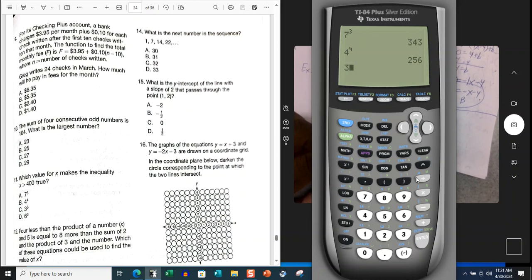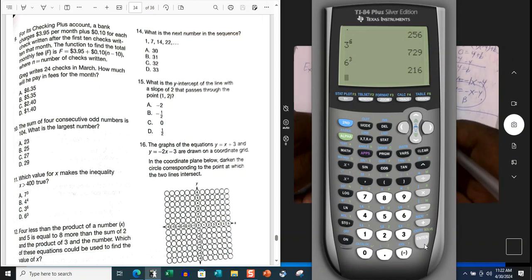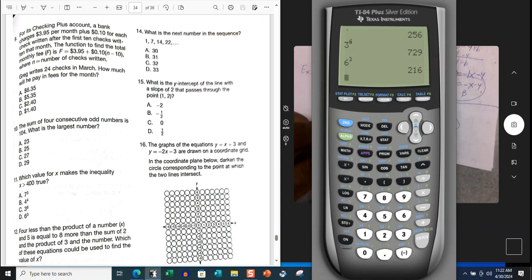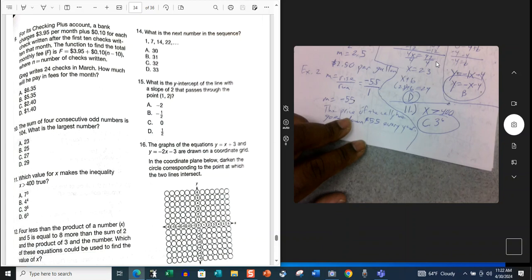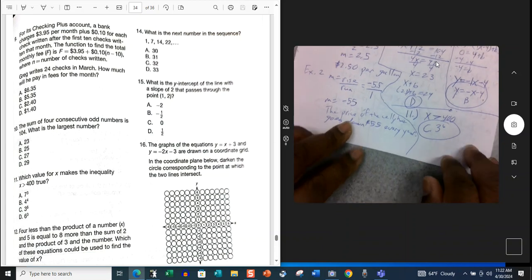Now we do 3 to the sixth power. That gives us 729. So far 3 to the sixth power works. Now we'll try the last, 6 to the third power? So our answer here would be C. It'll be C, 3 to the sixth power. That would be the one that would make this correct. So it'd be C, the 3 to the sixth power.